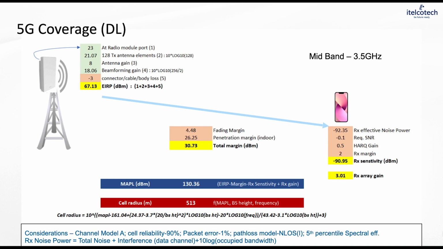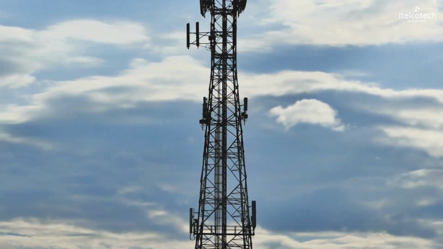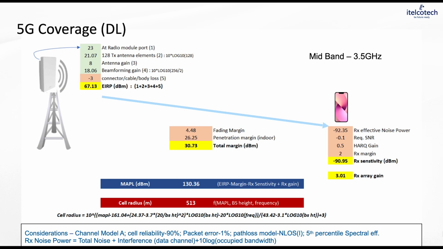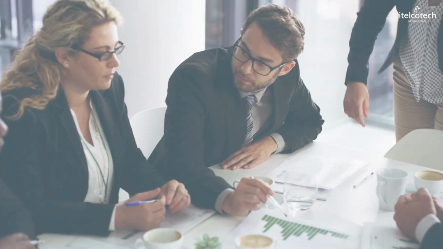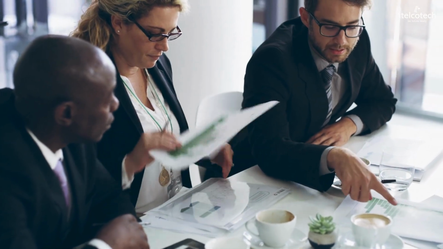Have you ever wondered how a mobile operator decides how far a 5G tower can reach? It's not guesswork. It's called a link budget, the backbone of wireless coverage planning used in uplink and downlink. A link budget is like a financial plan, but instead of money, we are budgeting the signal strength.